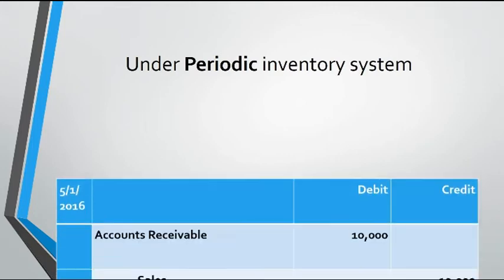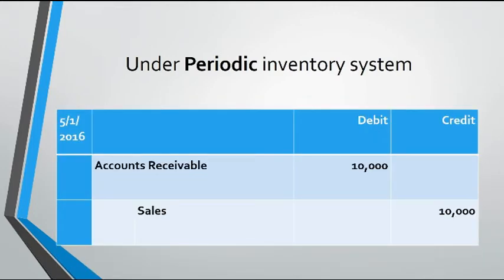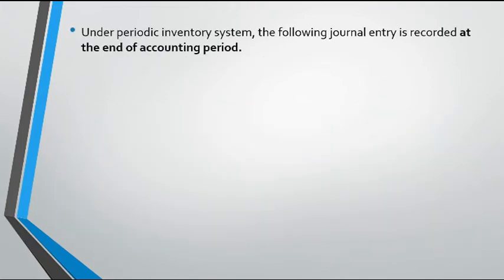Next, under periodic inventory system, ang i-record ko lang is ito nga, 5/1/2016, yung accounts receivable 10,000, sales 10,000. Hindi i-record si cost of goods sold. So, as I have mentioned earlier, magre-record ka lang ng cost of goods sold at the end of the accounting period. So, kapag periodic inventory system, walang cost of goods sold agad na i-record. Okay?